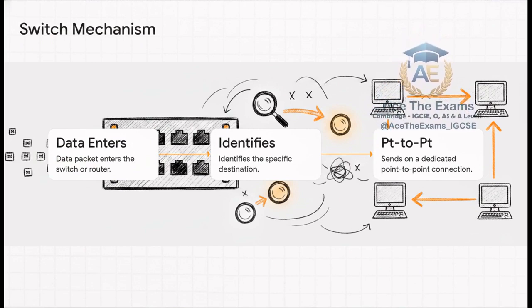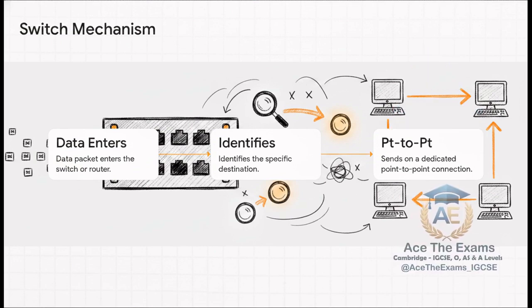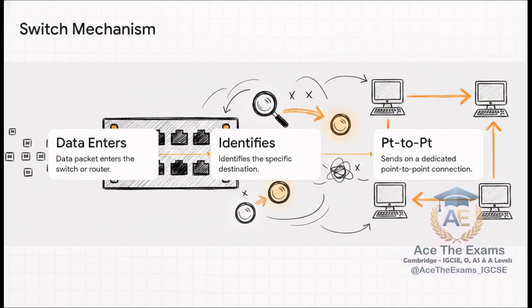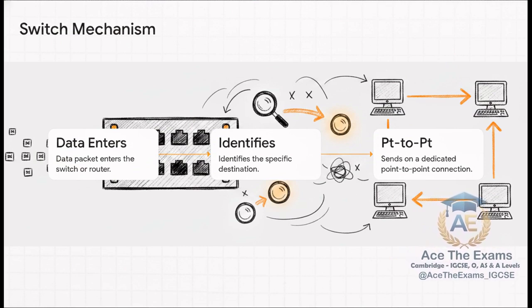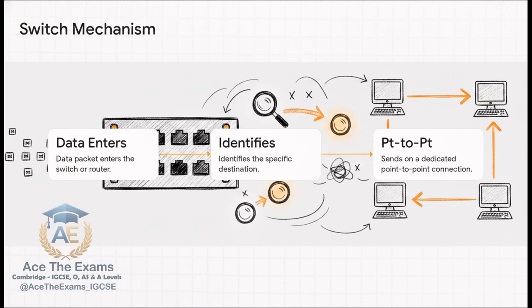To get from the source to the destination, the packet is sent on a dedicated point-to-point connection, strictly between that individual pair of machines. By doing this, switches and routers actively segment the network. They limit that messy broadcast traffic, completely sidestepping the congestion and security flaws of a basic hub.